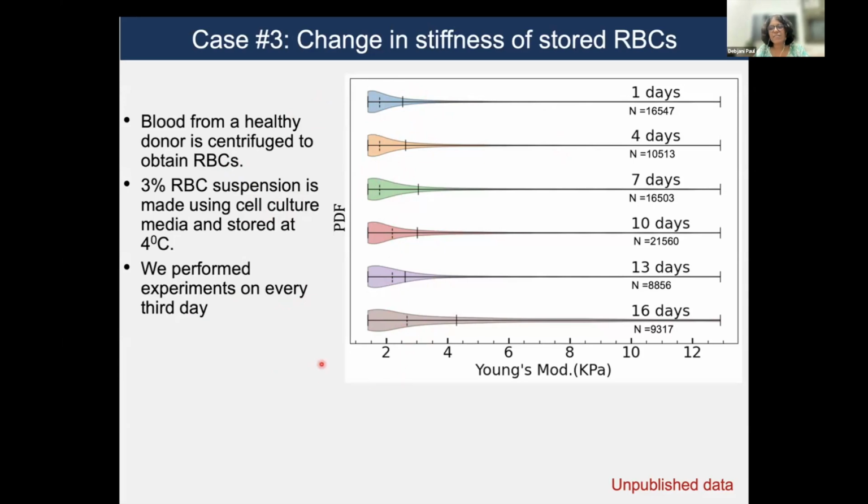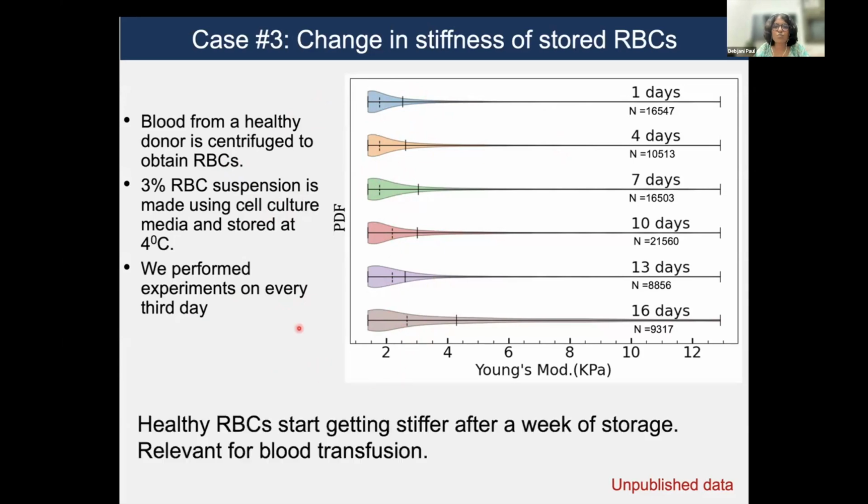Okay, so this is something that's actually useful for us to know because it's quite relevant for blood transfusion, where we transfuse blood up to 42 days. And if the blood is already stiff, the RBCs are already stiff, then they would degrade and you would need to do transfusion immediately. Okay, so that was the second case study.